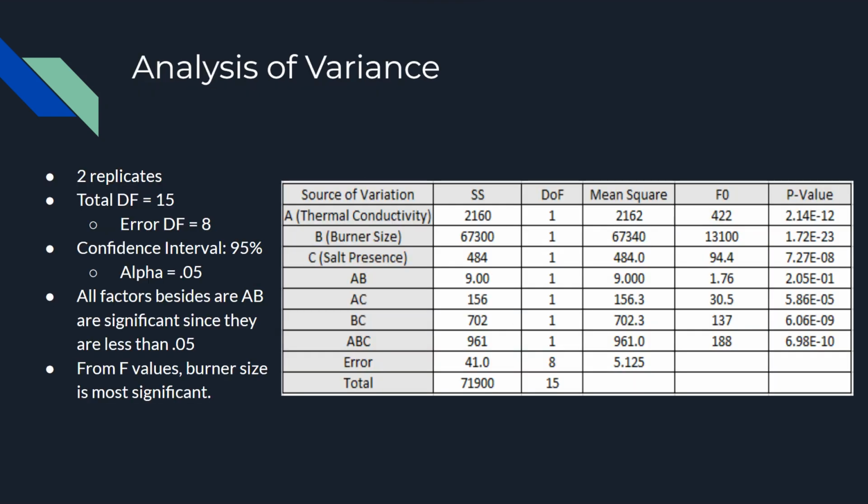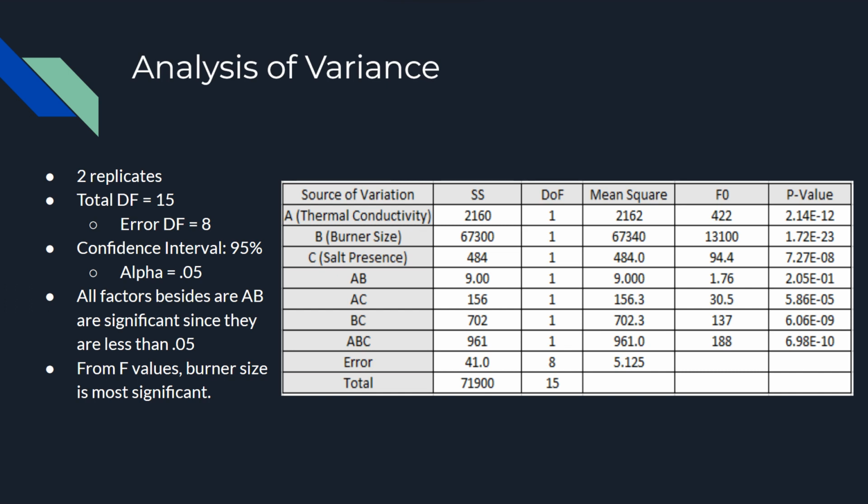Our data analysis of variance was calculated through Excel and confirmed through Minitab. We first validated the degrees of freedom are correct, which is a total of 15: 1 degree for each factor and interaction, 8 degrees for the error, and this totals to 15 degrees of freedom. Following this, we looked at the p-values and concluded that almost all factors are statistically significant since their respective p-value is smaller than their alpha value of 0.05. The only interaction that is not statistically significant is the interaction between thermal conductivity and burner size, since it has a p-value of 0.2.